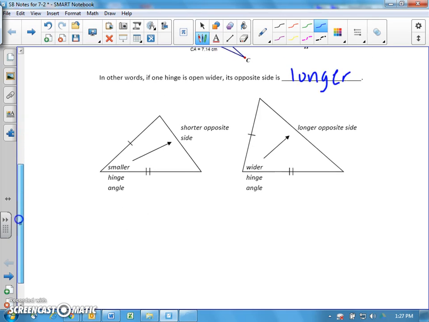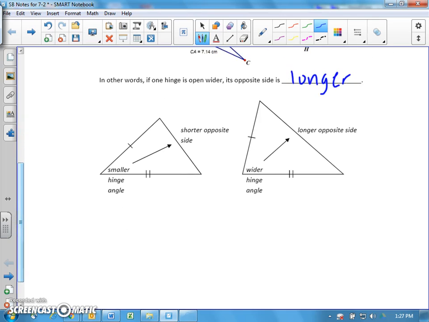Below we have another example showing this. Smaller hinge angle, shorter side, wider hinge angle, longer opposite side. It is important to note, however, that the sides around your hinge angle must be congruent.